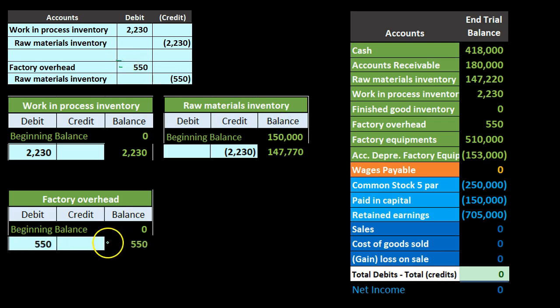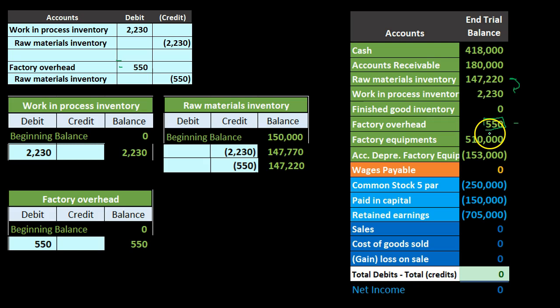Factory overhead is increasing, going from 0 up by 550 to 550. And the other side is bringing down raw materials, which was at 147,770, down by the 550 to 147,220. So that's this account and this account. We moved it from raw materials, not to work in process yet. We didn't know which job. We had to move it first to the factory overhead. We're starting to build up this account, and that's why I'm doing this first. We can see what's actually in there, and then we'll apply it out.